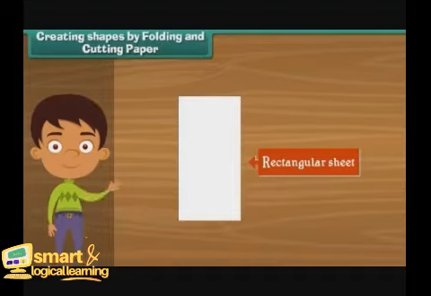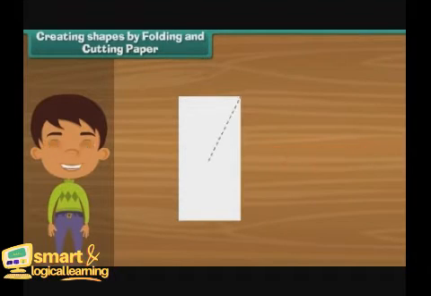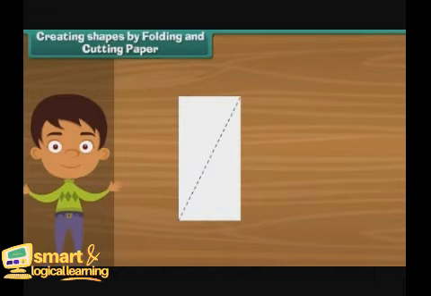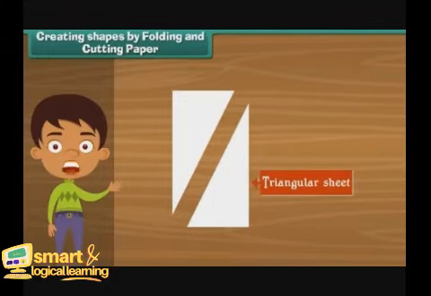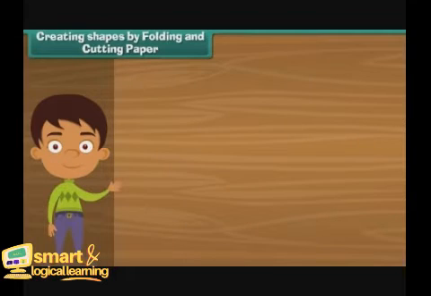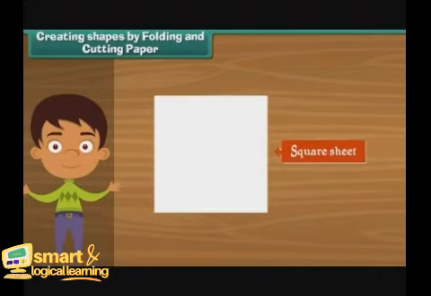Anu tries to make a triangle out of it. Draw a dotted line on this sheet of paper like this. Cut the paper on the dotted line. Now what you see is a triangle. Friends, let's try to make a circle from a plain square sheet.